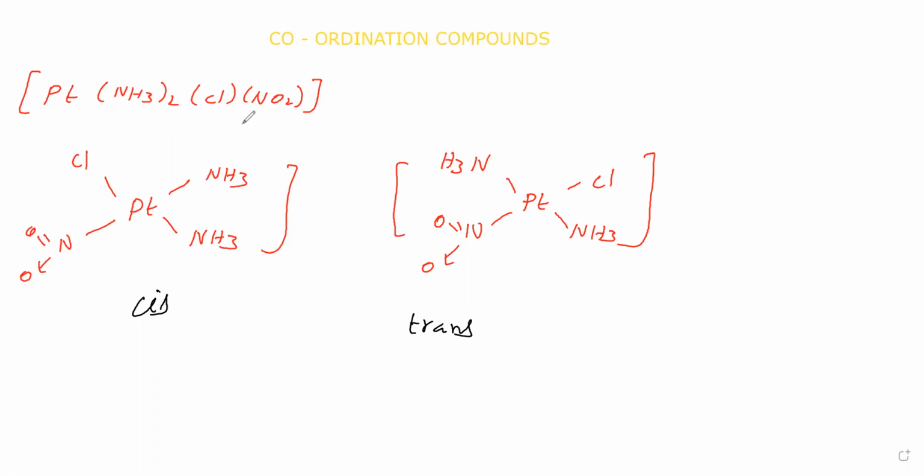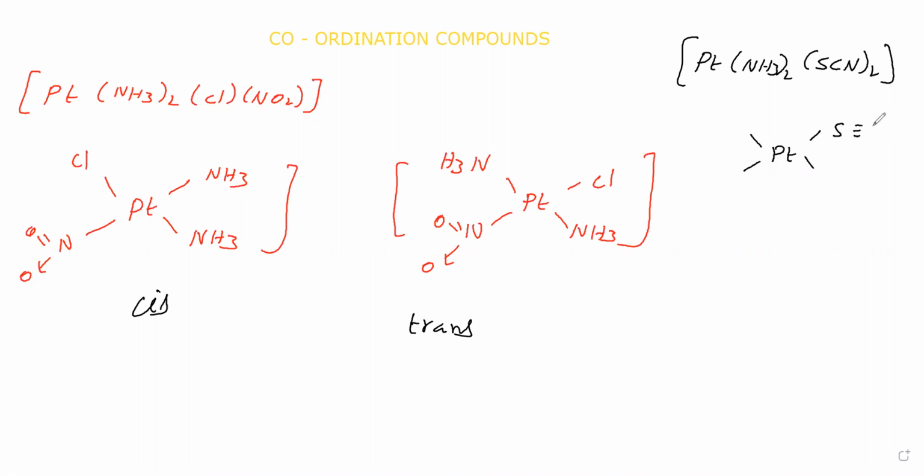Okay, let us take the next compound, Pt(NH3)2(SCN)2. This complex we will take. Will it show geometrical isomerism or not? We'll see. Now here platinum is the central metal, its oxidation number is +2. Therefore it is a square planar complex.